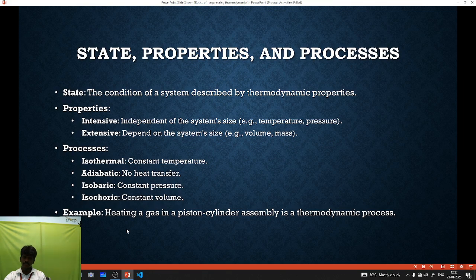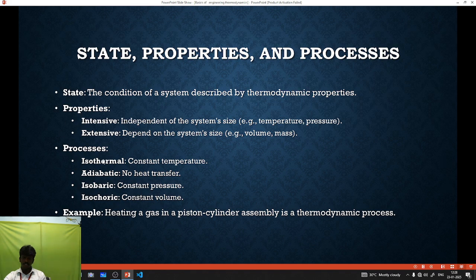Okay, further, move to processes. Process is classified into isothermal, isobaric, isochoric, adiabatic, and isentropic process. These are the categories of processes. A process is going from one point to another point. The heat flow depends upon this process.